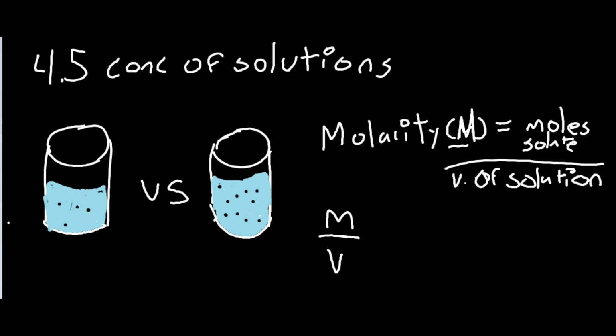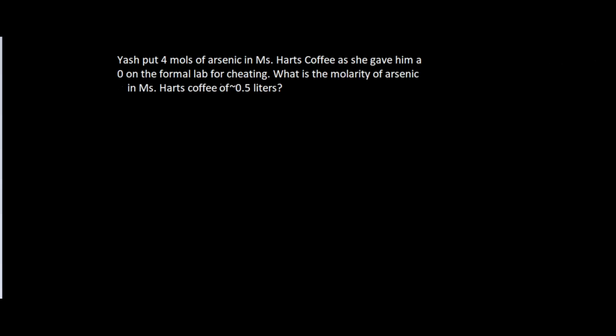So I'm going to start you off with a little problem. Yash put 4 moles of arsenic in Miss Hart's coffee as she gave him a 0 on the Formlab for cheating. Well, don't cheat on your Formlab, y'all. What is the molarity of arsenic in Miss Hart's coffee of half a liter? So, we know that there are 4 moles of solute and half a liter of solvent.